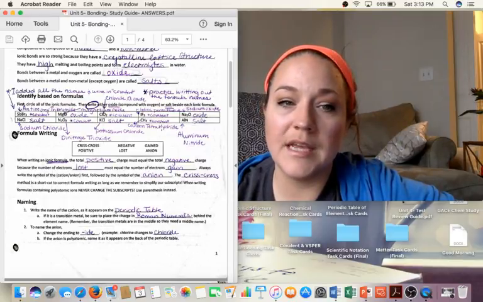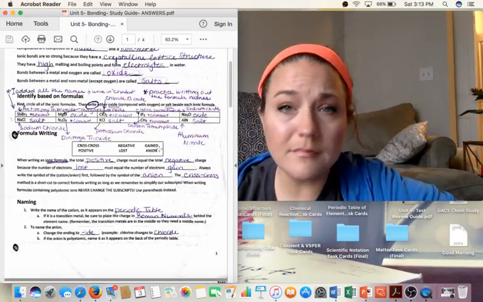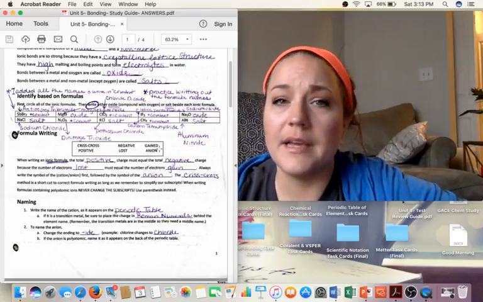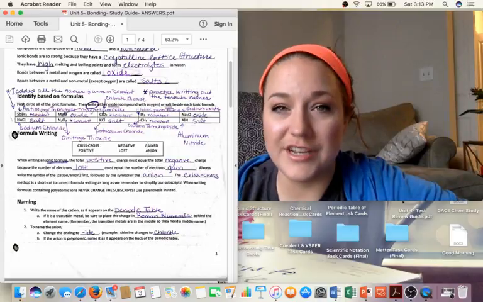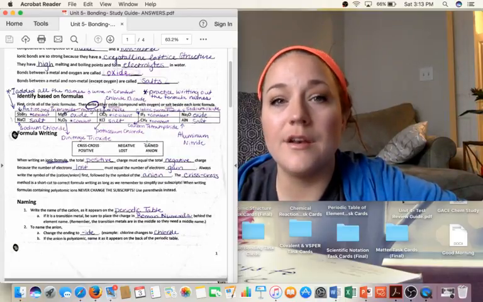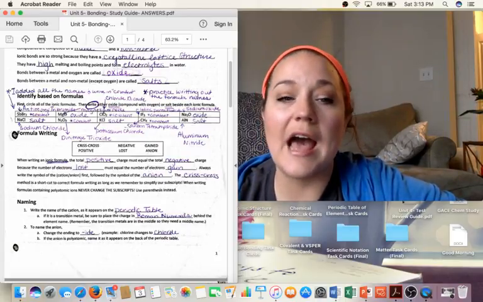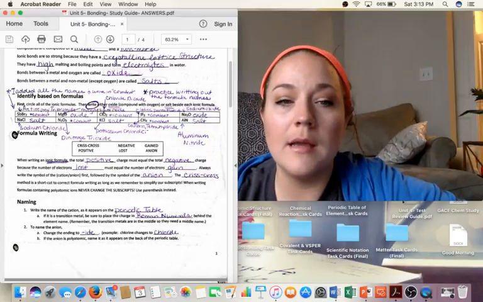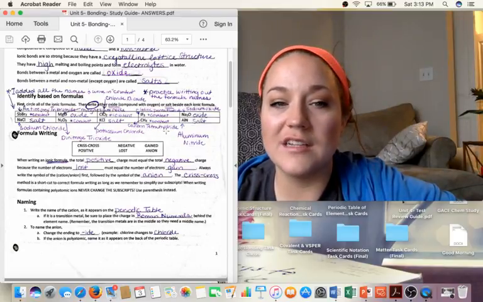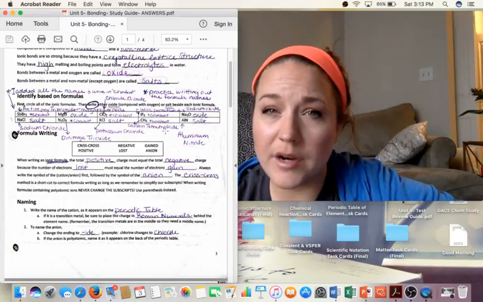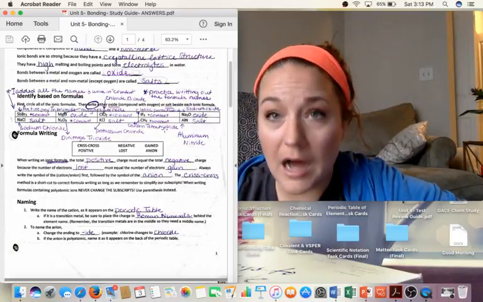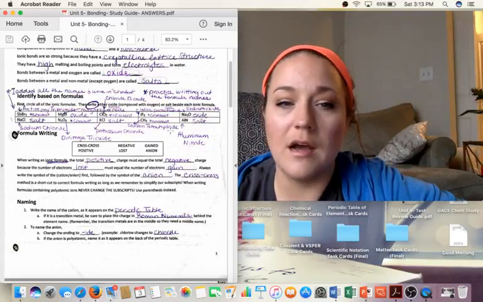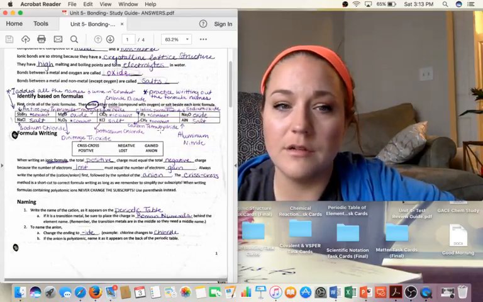CH4 is a covalent bond because carbon is a nonmetal and hydrogen is a nonmetal. You're going to have carbon tetrahydride. Now this is important, that is hydride and not hydroxide with an O in the middle. It totally makes a different compound.